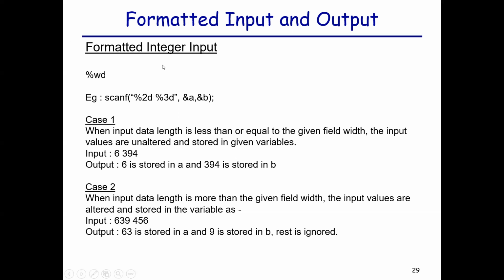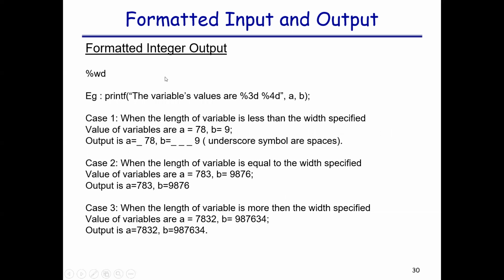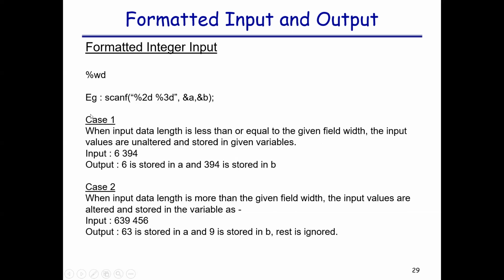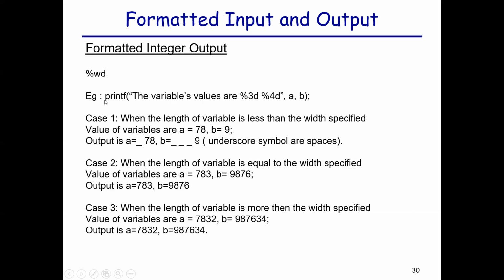Now, this is formatted integer input. Next one, just look at the output. The previous one was for scanf, but now this is for printf. Remember, you can use such syntax in printf statements. It looks like this: the variable values are %3d, %4d, and A, B.